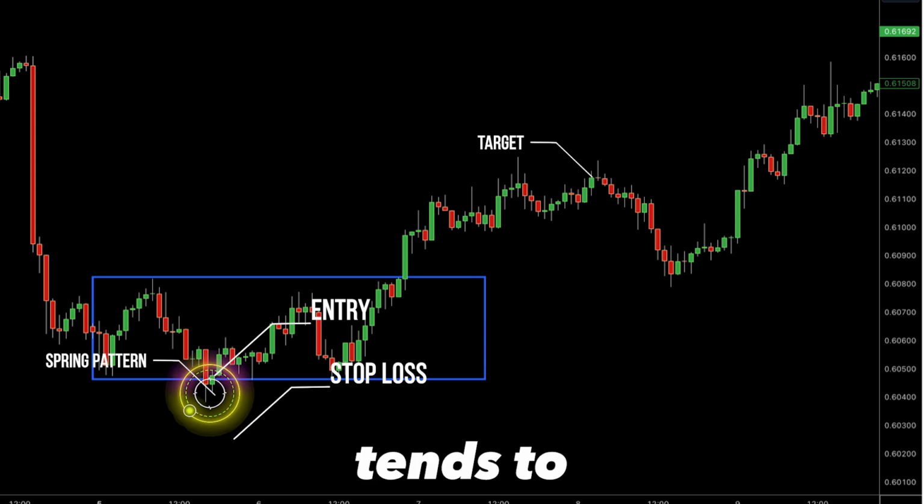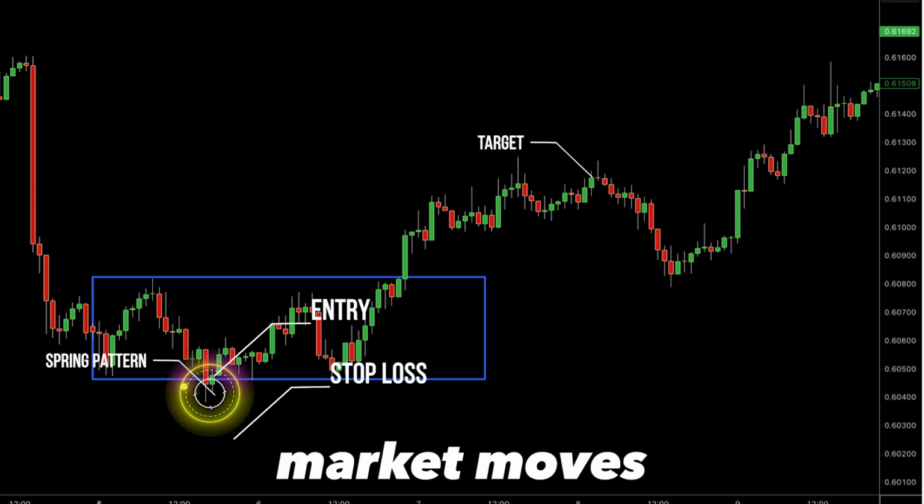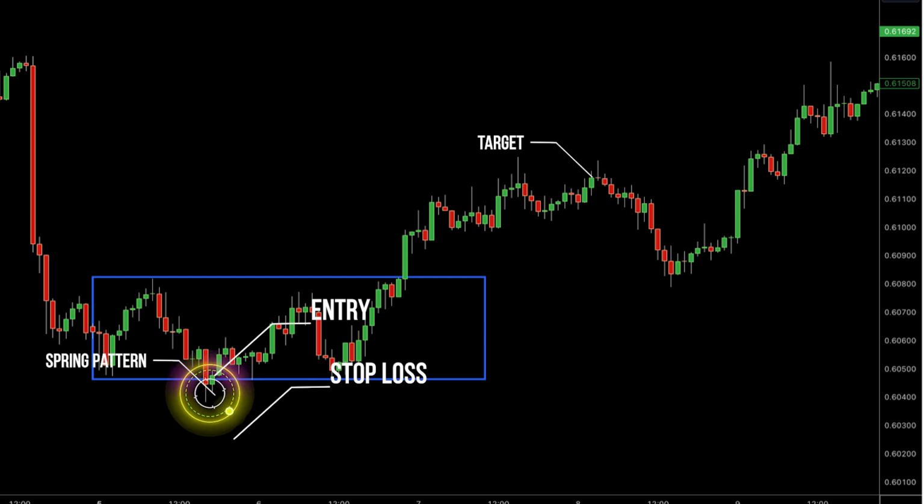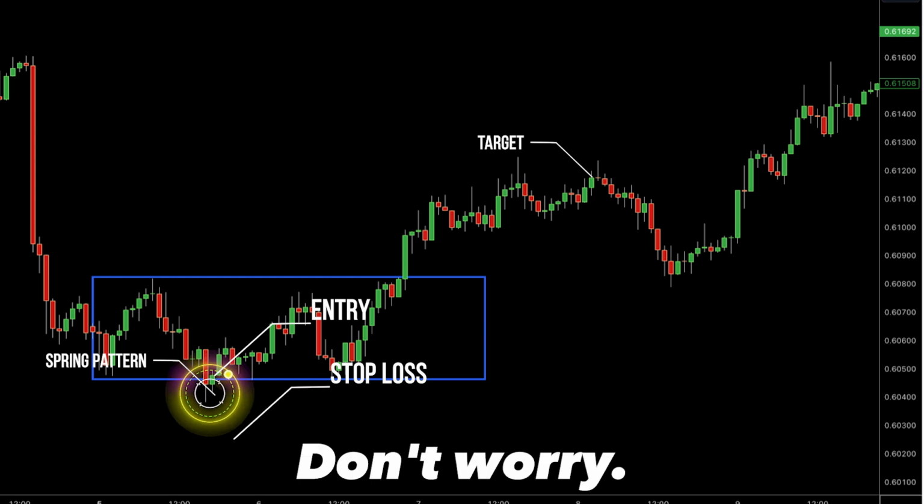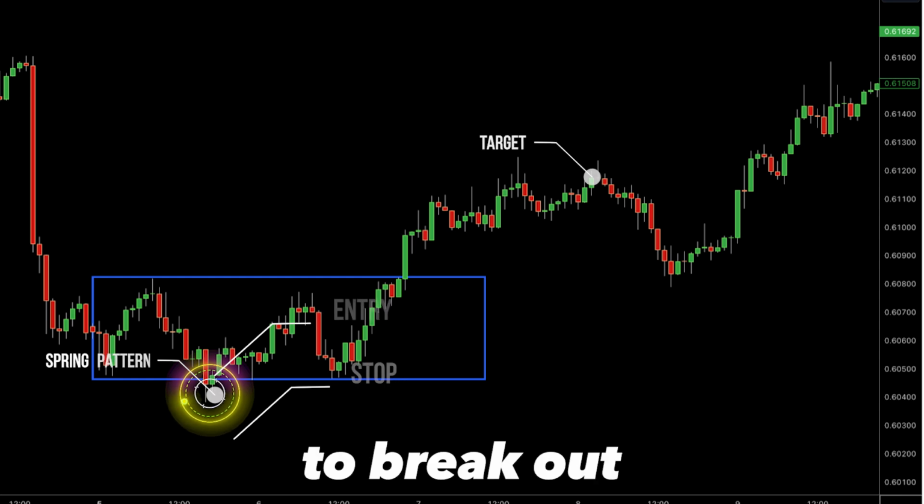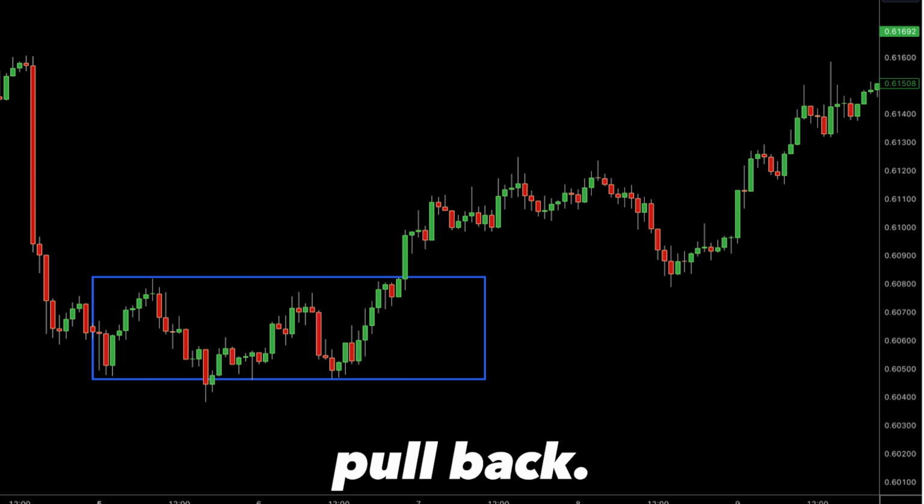This strategy tends to be profitable because your risk is typically smaller than your reward when the market moves in your favor. But what if you miss the spring pattern and the market closes inside the range? Don't worry. Simply wait for the market to break out of the range and then pull back.